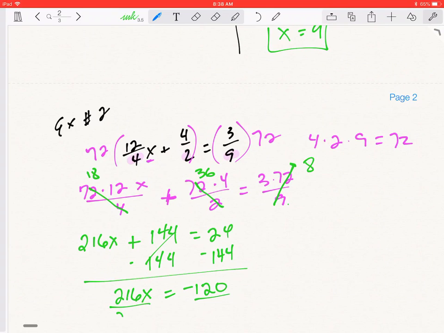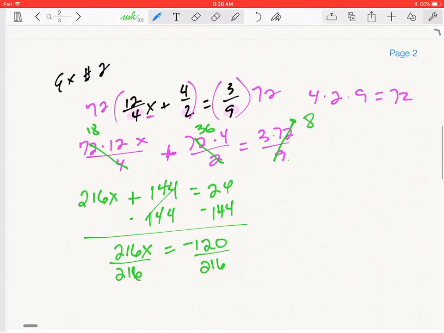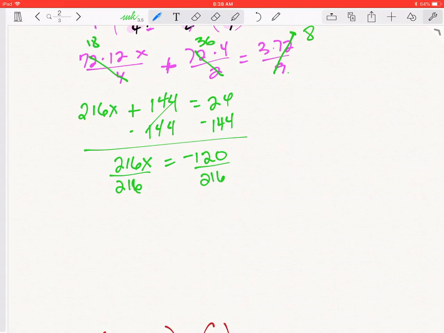We're going to divide both sides by 216. Now, we're going to have a fraction in our answer, I think. But that's okay. We can have a fraction. That becomes 1x is equal to negative 120 divided by 216. Yep, we're going to have a fraction.